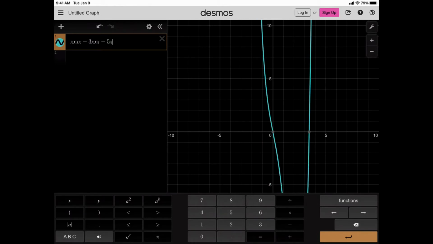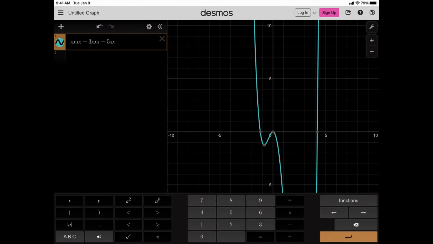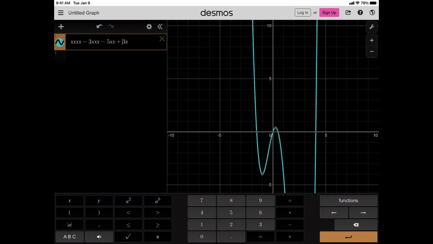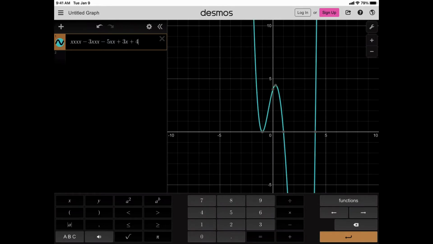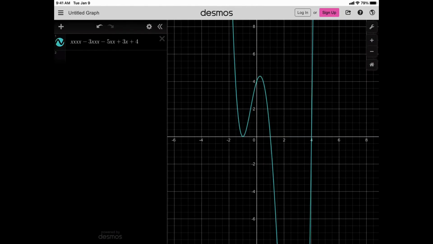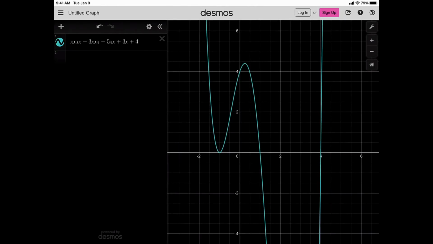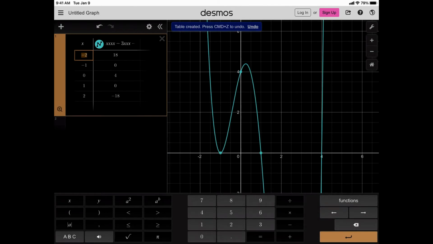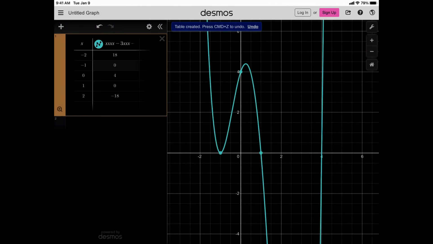5x squared plus 3x. Whoops, don't need that. Plus 4. Okay, there's a bad thing. It's already telling you based off the graph what all the answers are. Okay, so we weren't supposed to look at that, but let's just say you want to do a table of values. You can just keep going up, and there you go.